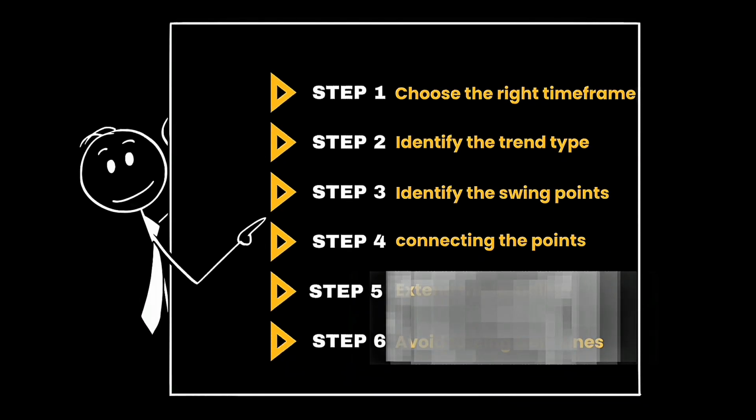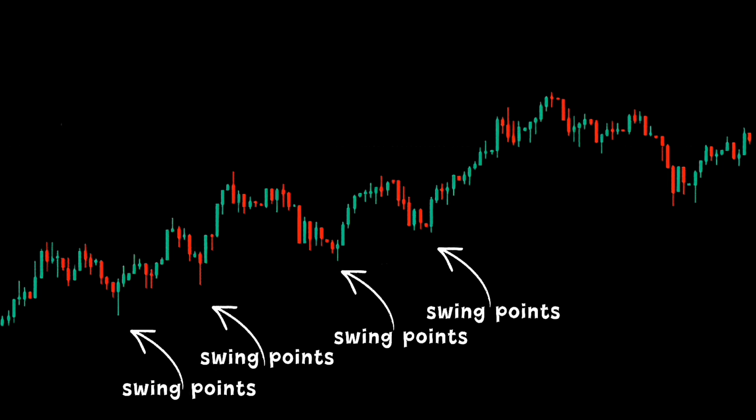Step 4. Connecting the points. Once you've identified the swing highs for a downtrend or swing lows for an uptrend, you will then connect these points with a straight line. If your line cannot connect all the major swing lows, that is fine. As long as you have 2 to 3 touches, that is okay.